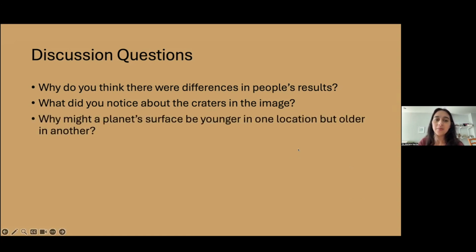So why do you think a planet might be younger in one location, but older in another? There may have been lava flows or something to cover up some of the craters that were already there. So I guess the surface rock and craters are younger, even though that part of the planet isn't necessarily. Yeah, great point. That is definitely true.